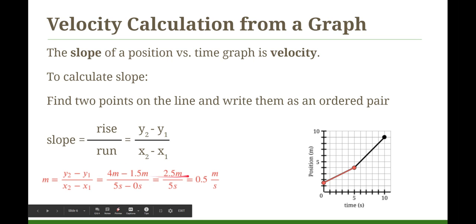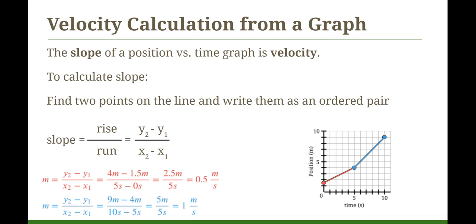And so when we find the difference, when we find the run, we find 2.5 meters. The rise is 2.5 meters. The run is 5 seconds. And then we can divide those values to get a velocity of 0.5 meters per second in the first 5 seconds. Then we can also look at the second section of line.